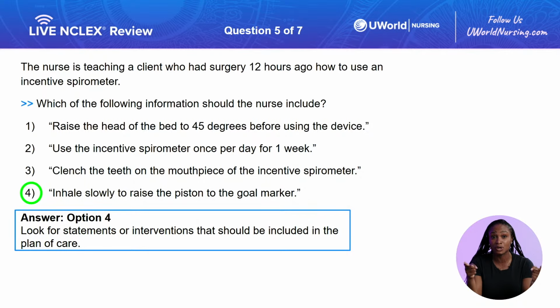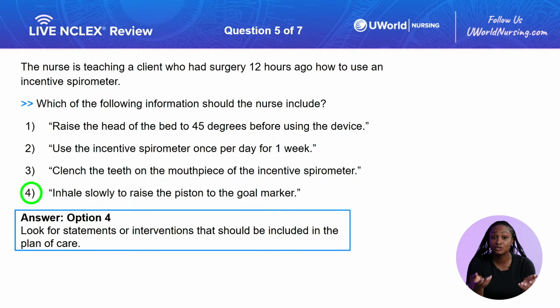So what do you know about incentive spirometer? We do know that it's usually given to clients after surgery or clients who are on prolonged periods of bed rest, as it helps re-expand their lungs or have lung expansion. We want them to take big, deep breaths so they can prevent things like pneumonia and atelectasis. Clients on bed rest or who have had surgery recently usually aren't taking bigger breaths, and that can cause atelectasis or pneumonia. So using the incentive spirometer encourages that.